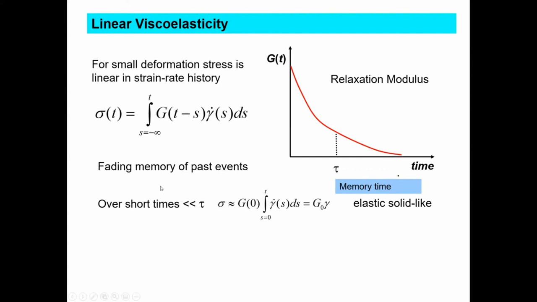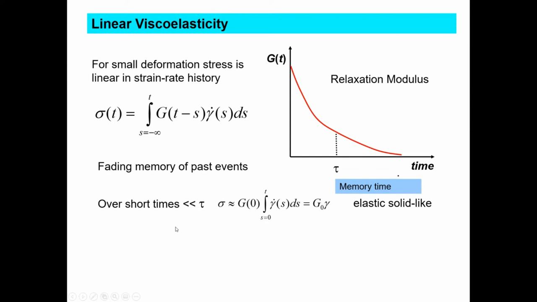And this is what happens if we do things quickly with these materials. If we do things over a very short time, then G doesn't change very much. And so we recover a behavior where the stress is essentially elastic with some modulus equal to this zero shear time relaxation modulus.